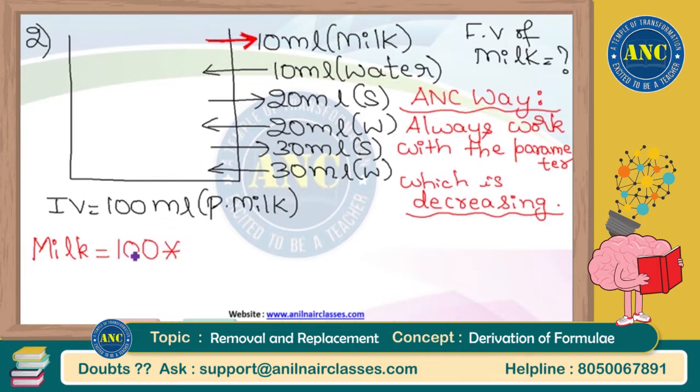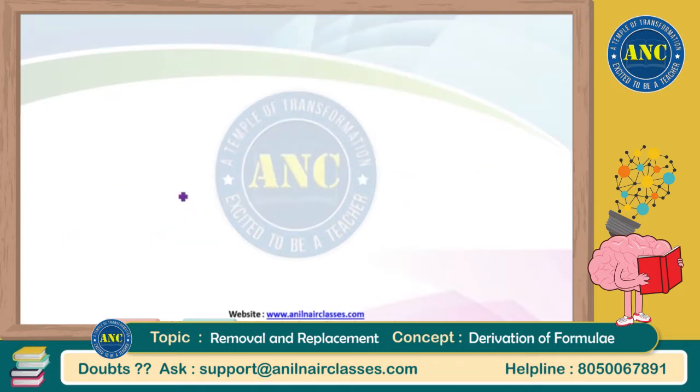Now see here, initially 100 ml of milk is present. What is the first step that I am doing? I am taking out 10 ml of milk. Out of the total 100 ml of milk, I am taking out 10 ml. That means 10 out of 100 is taken out.